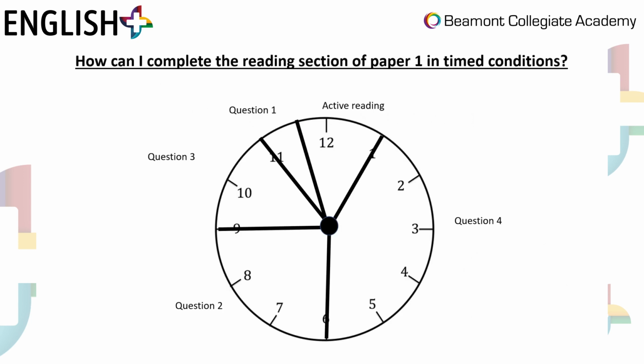Remember, for English language paper 1, it's your narrative. So by the time you come to the reading section, you will have done your narrative, because remember, you always start with your question 5. Now, a lot of the revision for English language comes down to practice. The more you practice, the more confident you will be for each question, and the quicker you will be at answering them in timed conditions.